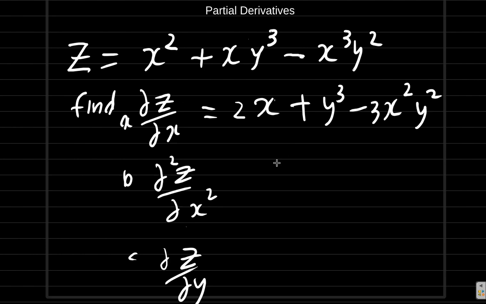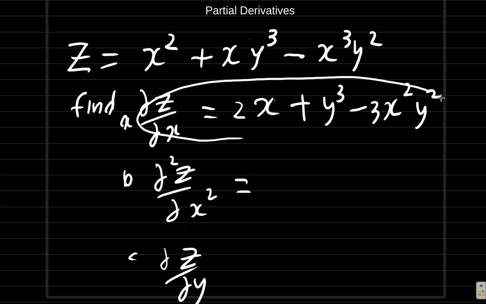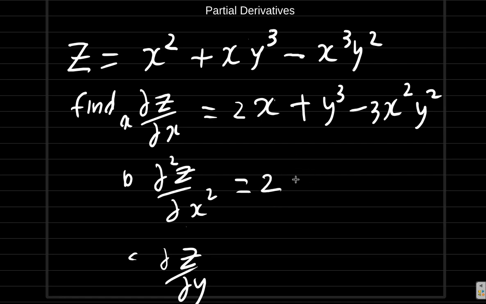What about the second partial derivative of z with respect to x? What that means is, the one that you got with respect to x, you differentiate that with respect to x again. So 2x, when you differentiate that, you get 2. Plus, well, here y cubed is just a number. You treat it as if it's just a number, so it's 0. Alright? Minus, bring down the 2. 2 times 3x to the 2 minus 1. And the y squared part, that's also a number, so it's y squared, alright?